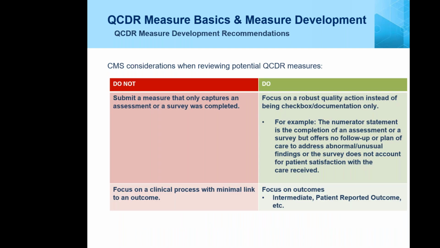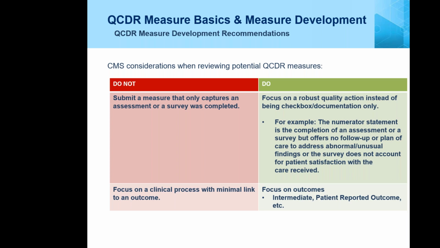So each year, the PIMS team and CMS receive hundreds of QCDR measures for review. And so we tried to look at those trends on what is the common feedback that we do have to give. And these are things like measure needs a quality action, 2 measures should be combined, for example. We will walk through a few of these typical scenarios for you to consider to give you a better opportunity for the measure to be approved as a QCDR measure. So the first one is to submit a measure. Do not submit a measure that only captures an assessment or a survey that was completed.